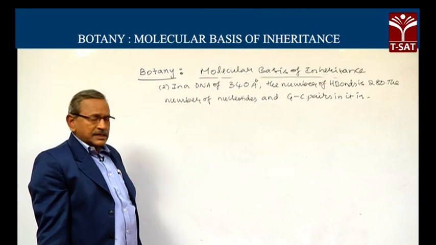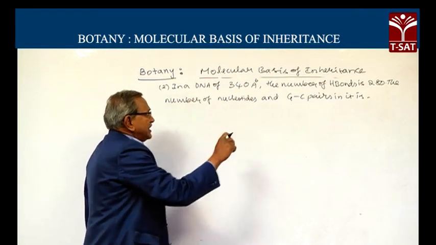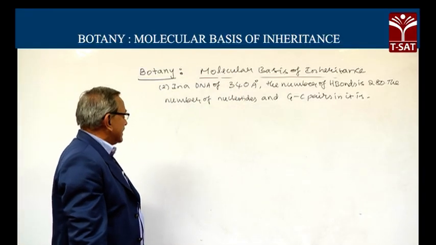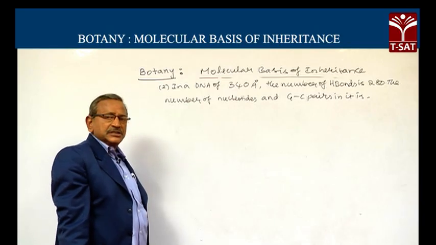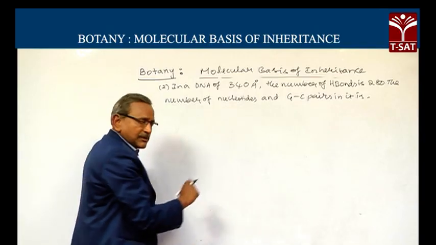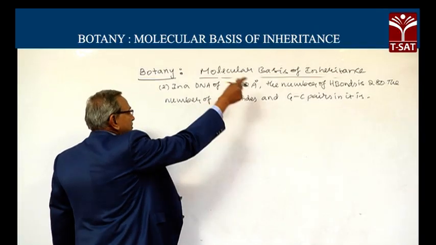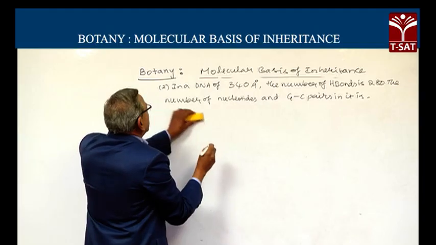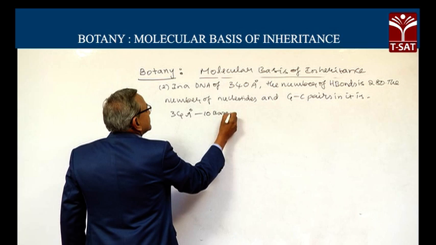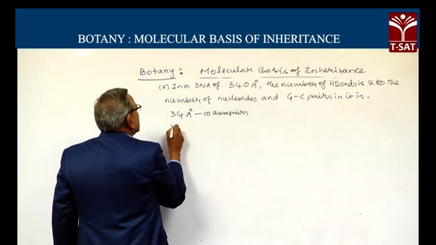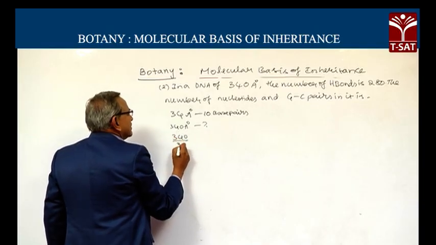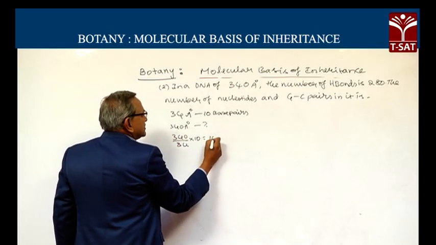This is our second question. In a DNA of 340 angstroms, the number of H bonds is 280. The number of nucleotides and GC pairs in it, how many are there? It is an extension of the earlier problem. Here, how many base pairs will be there? 34 angstroms, 10 base pairs. 340 angstroms, 340 by 34 into 10, this gives us 100 base pairs.